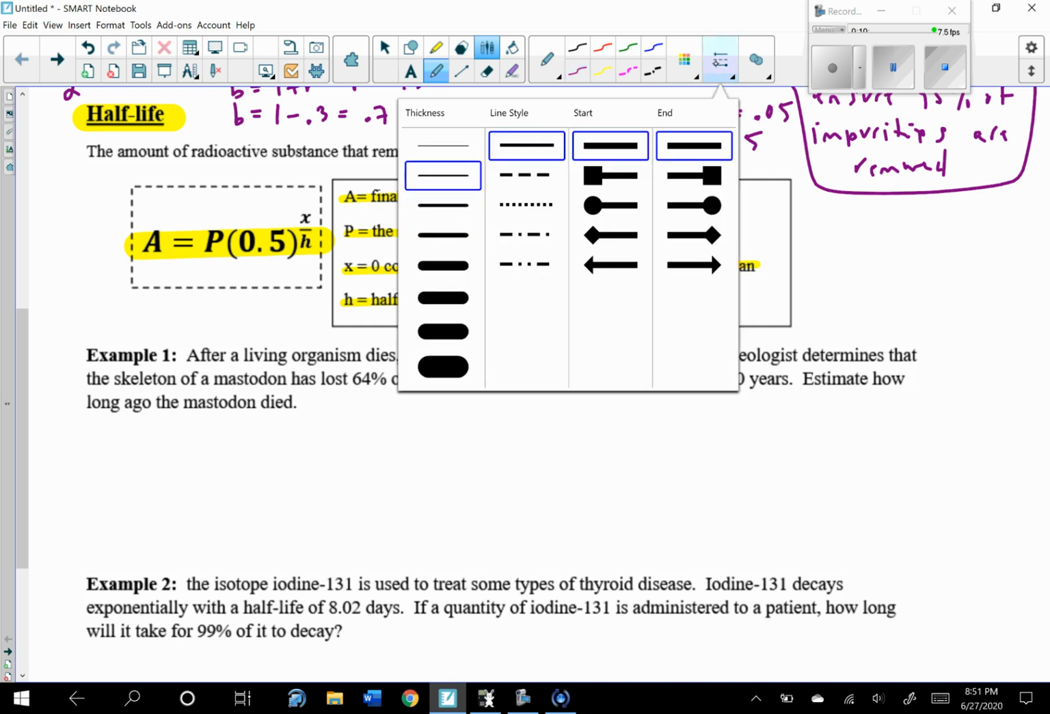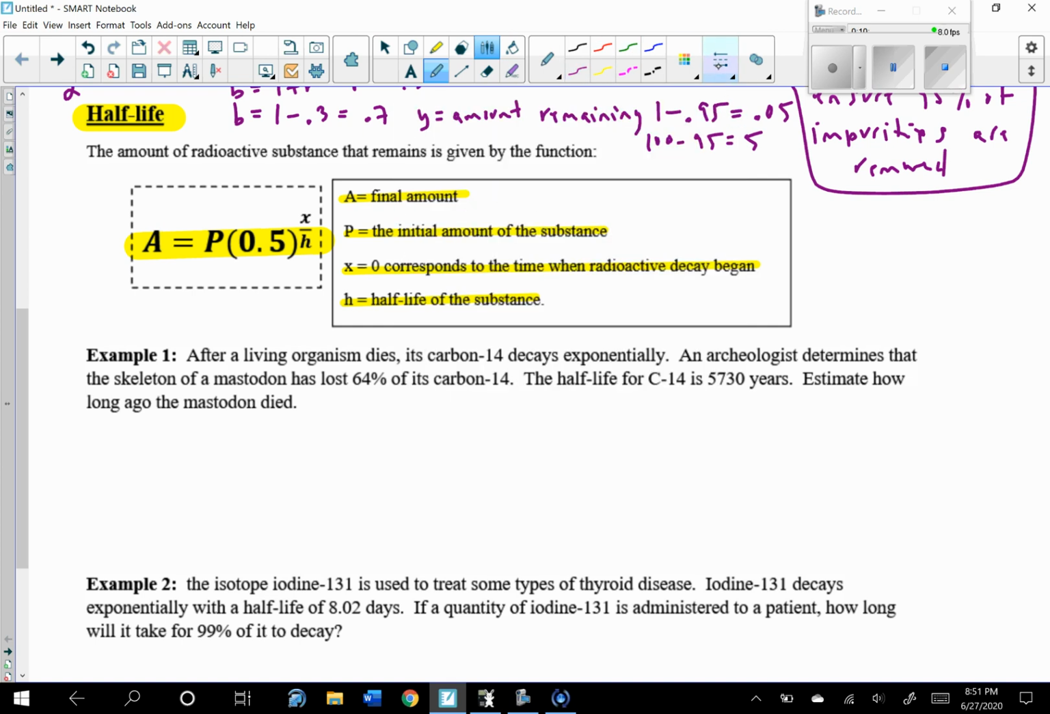And so for the first problem, it says, after a living organism dies, its carbon-14 decays exponentially. An archaeologist determines that the skeleton of a mastodon has lost 64% of its carbon-14. The half-life for carbon-14 is 5,730 years. Estimate how long ago the mastodon died.